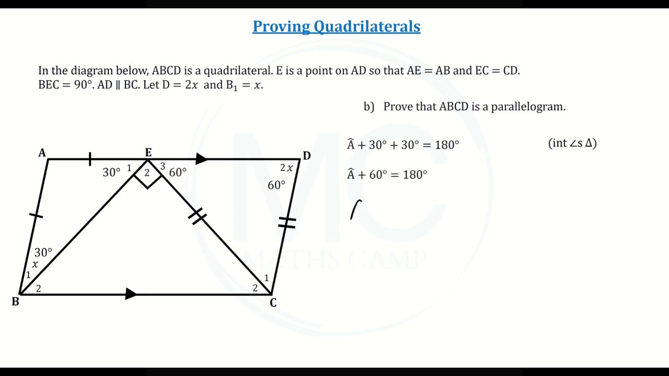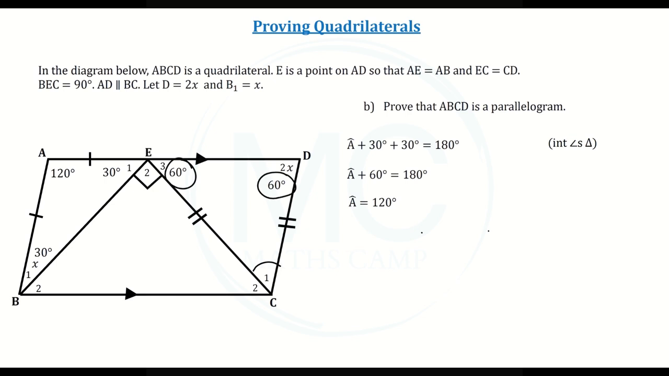Now to get A by itself, we say angle A is equal to, let's move 60 to the right. We get 180 degrees minus 60, which leaves us with 120 degrees. This is the size of angle A. So let's put this into our diagram. We also have two known angles in triangle CDE. So let's find the size of angle C1. This angle sits down here, and we have two 60-degree angles.